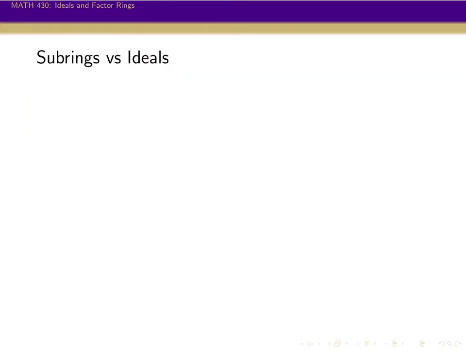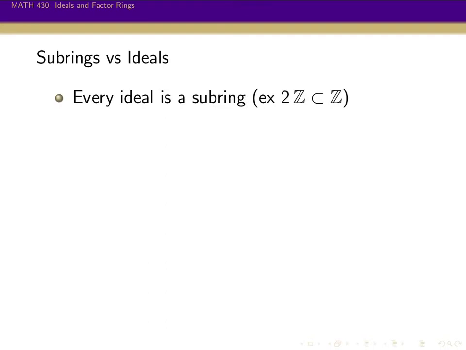Okay, so subrings versus ideals. Really you should think about subrings as being like subgroups in group theory. In that case, ideals would be playing the role of normal subgroups, right? So if this was an SAT question, it would be: subrings is to subgroups as ideals are to normal subgroups. What do I mean by that?